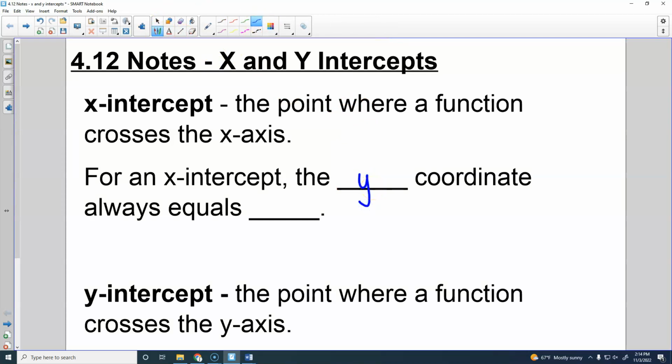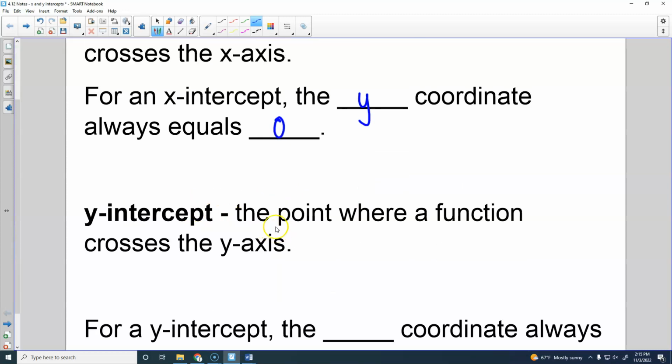Okay, the y coordinate always equals 0. If you think about graphing something, if it's going to be on the x-axis, then you need the first coordinate to be whatever number. The second one has to be 0, because if you go up or down any, then you're not going to be on the x-axis anymore. So for an x-intercept, the y-coordinate equals 0.